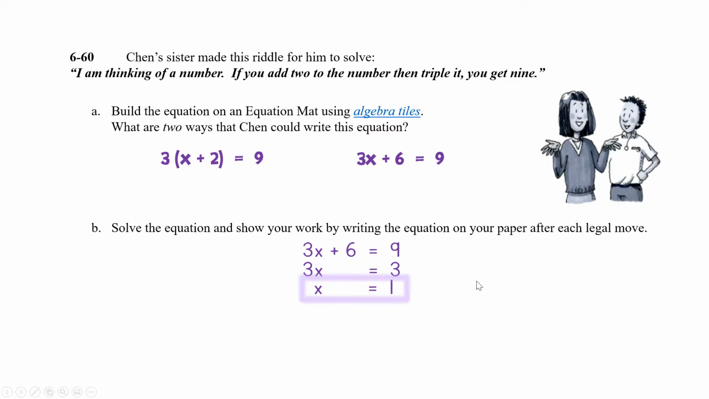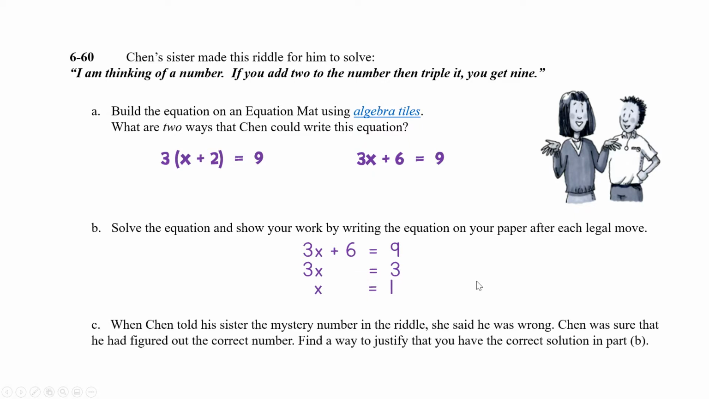All right, and we got x is equal to 1, but part C says, when Chen told his sister the mystery number in the riddle, she said he was wrong. Chen was sure he had figured out the correct number. Find a way to justify that you have the correct solution in part B. So justify means to prove. We need to prove that we have the correct solution up here, that 1 is the correct solution. How can we prove that we have the correct solution?